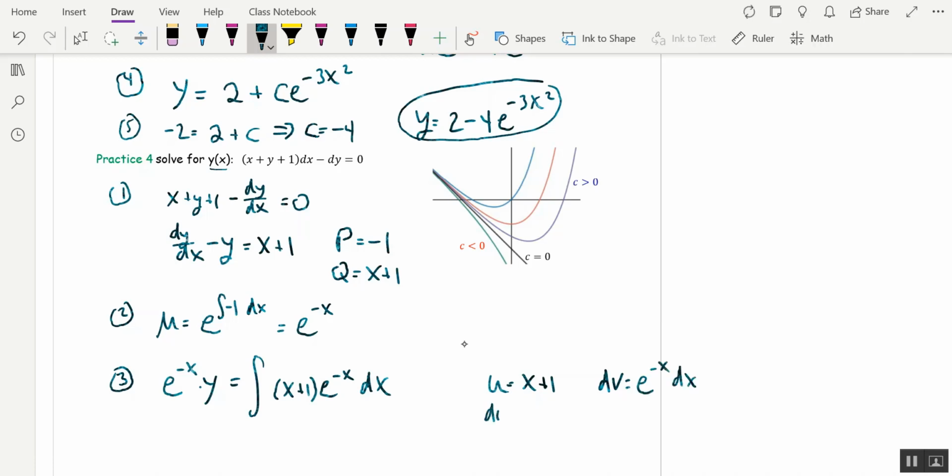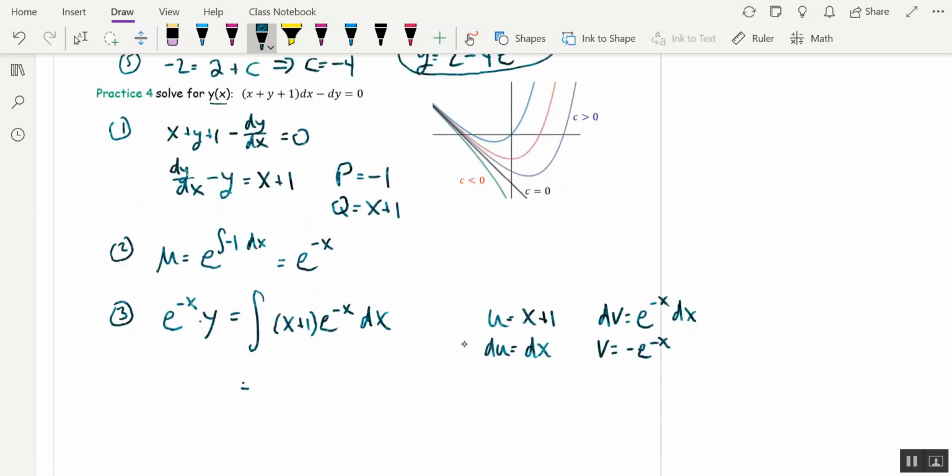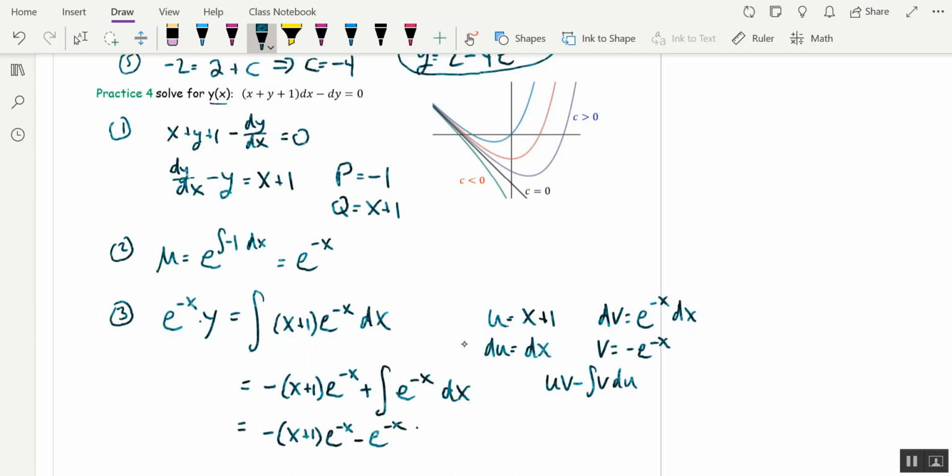To get du, we differentiate. That's dx. And to get v, we integrate. Negative e to the negative x. And so now I want uv minus the integral of v du. So uv is negative x plus 1 e to the negative x, and I want to subtract the integral of v du. v is negative, so I'll just make that a positive. All right, and then that's a pretty easy integral. Negative x plus 1 e to the negative x minus e to the negative x plus c.